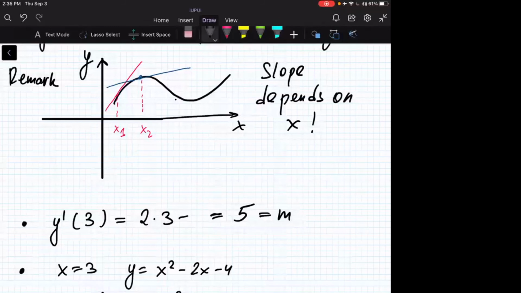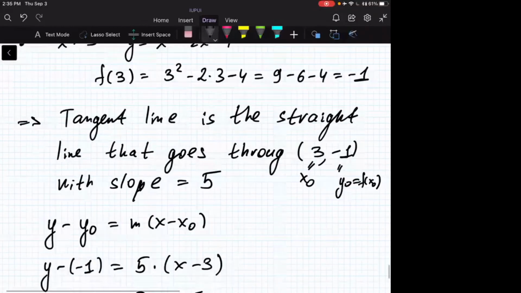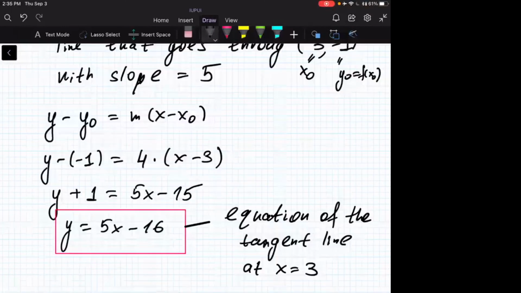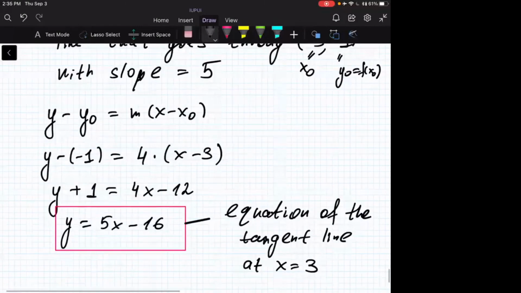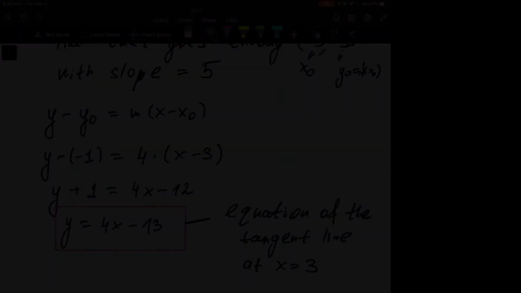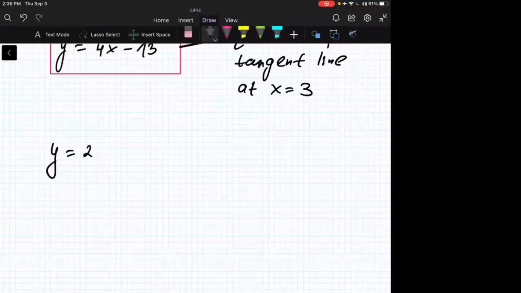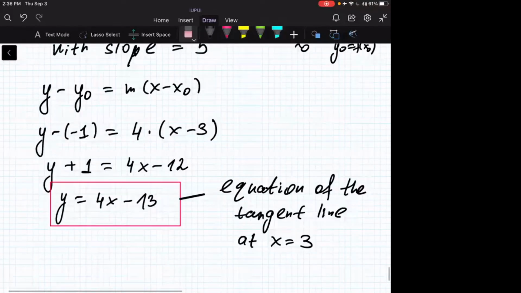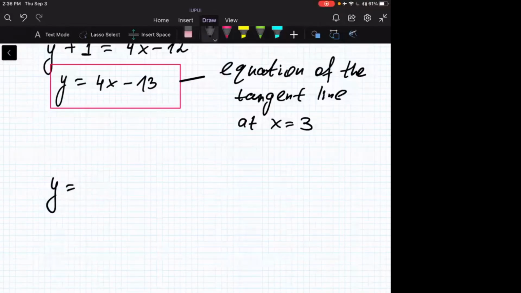So my y prime will be 4. Yeah, thank you. And so my m is 4. So here I have 4, which is now 4x minus 12. And that gives me 4x minus 13. So what if I have the same function, x squared minus 2x minus 4?